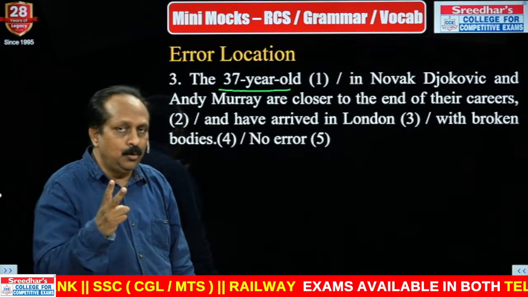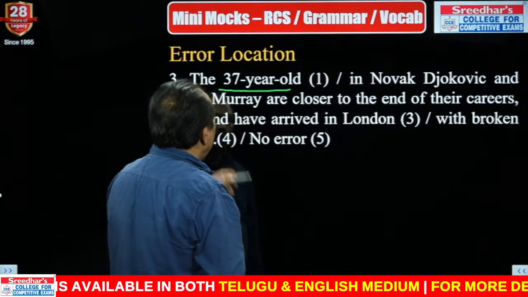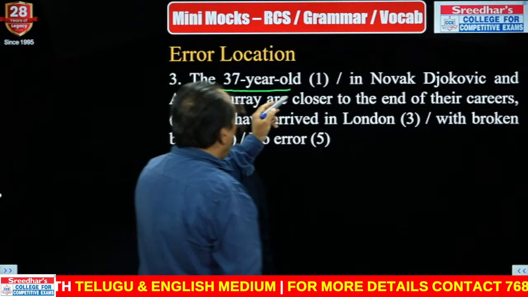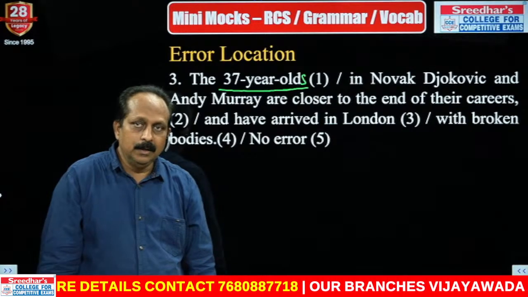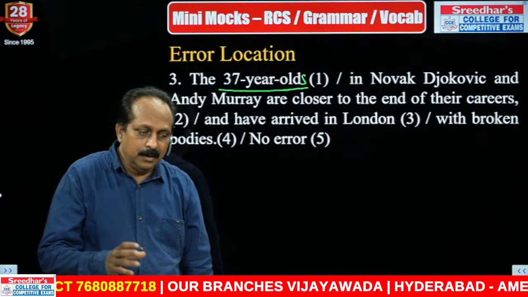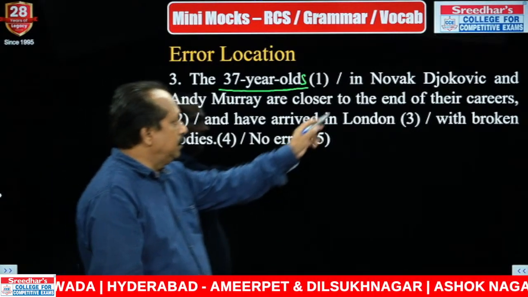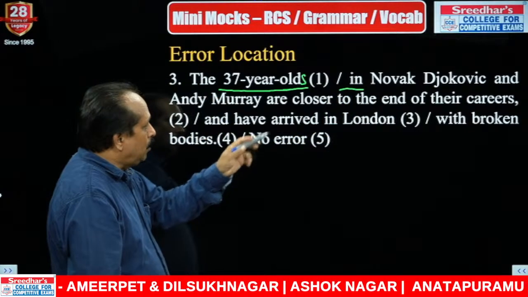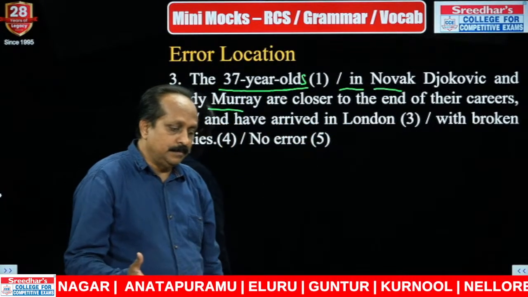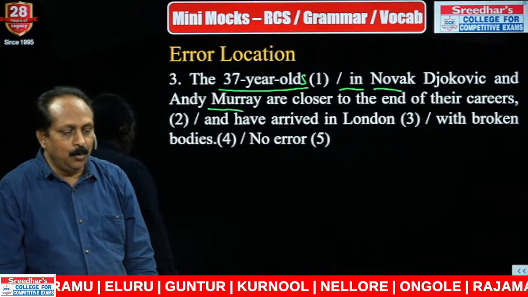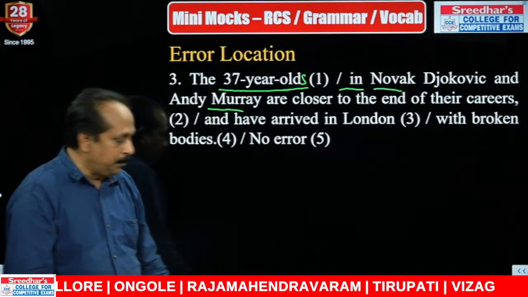"The 37-year-old Novak Djokovic" would have been correct. But the sentence talks about two persons. One is Djokovic, the other one Andy Murray. So here it has been used as a noun. Based on that, "the 37-year-olds", we have to use S after old. "The 37-year-olds, Djokovic and Andy Murray." Nothing wrong with this, because we are not talking about one person, we are talking about two persons. And here "37-year-olds", like "oldies", is a noun form. You have to use the plural form because we are talking about two persons, not one person.